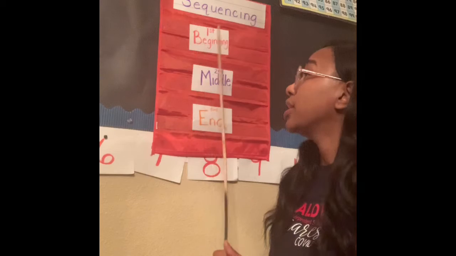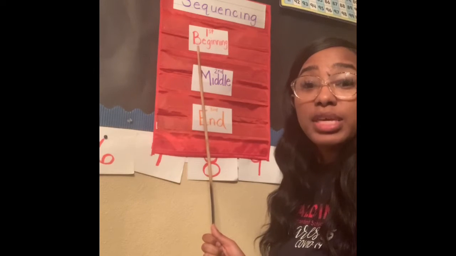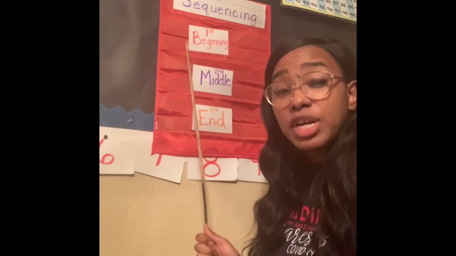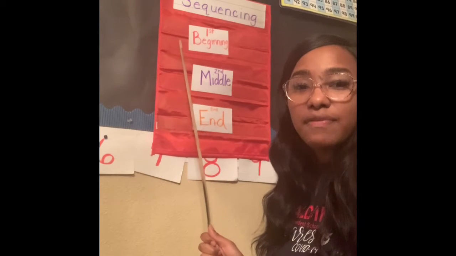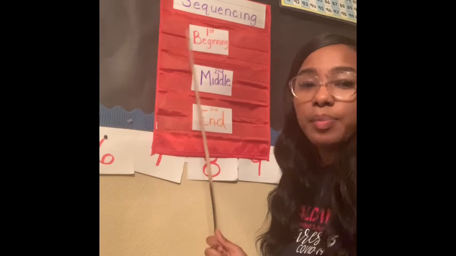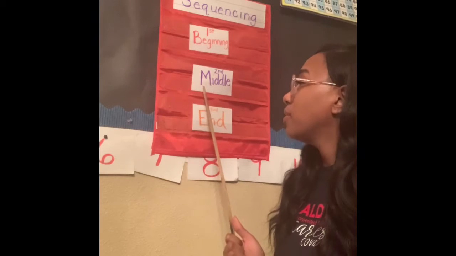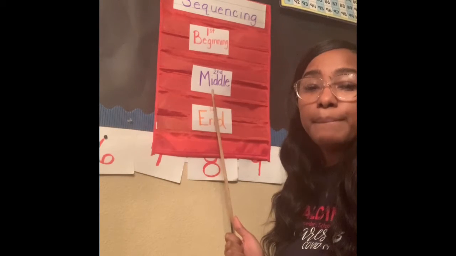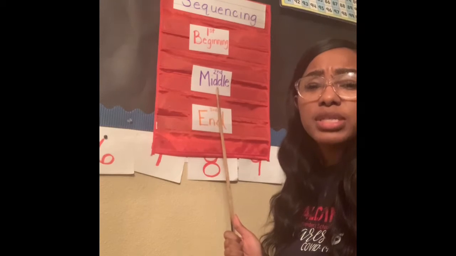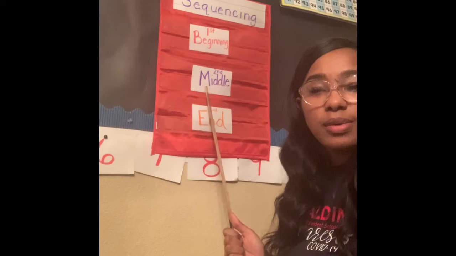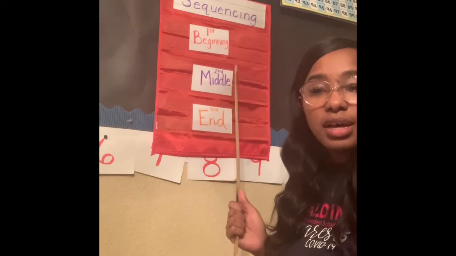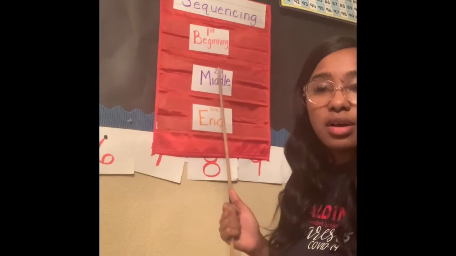Okay? The next word is beginning. And beginning means what happened first. And if you look at the word beginning, beginning is first, okay? It's at the top. Our next vocabulary word is middle. Middle means what happened second or what happened next. And if you look at the word middle, it's in the middle of the two other cards, right?